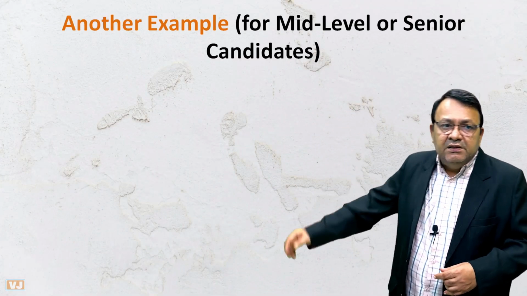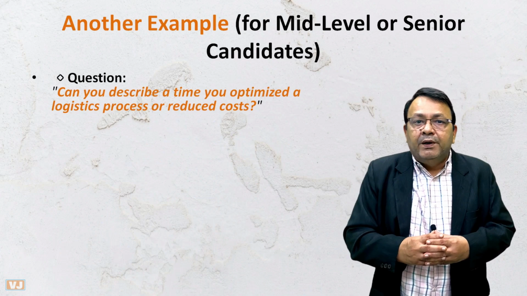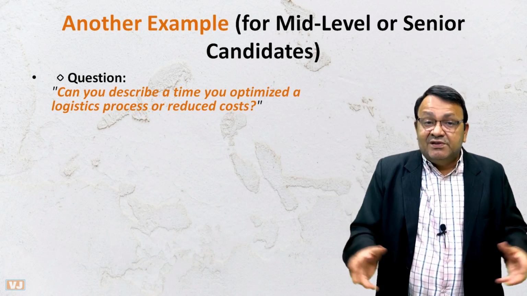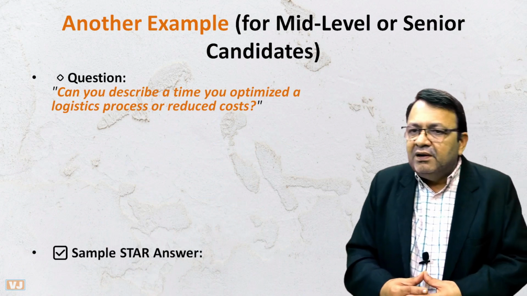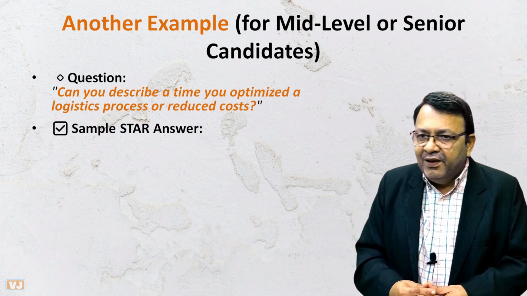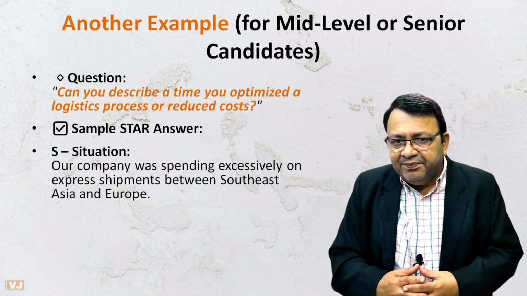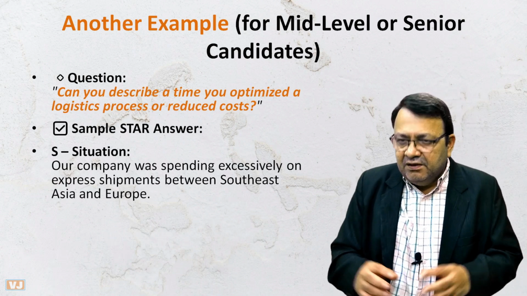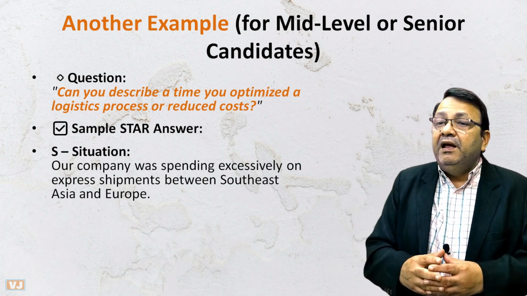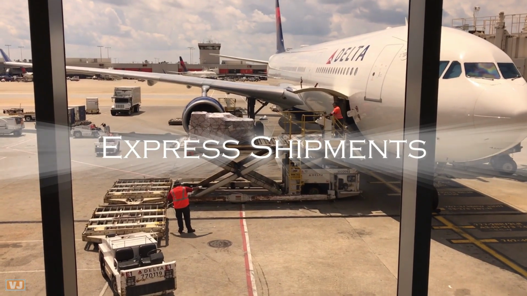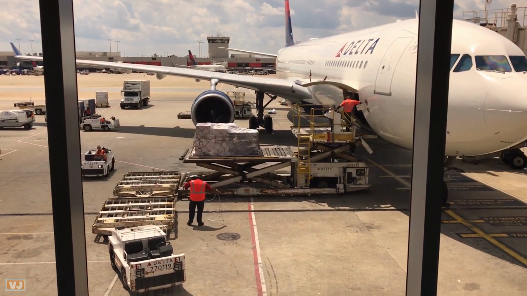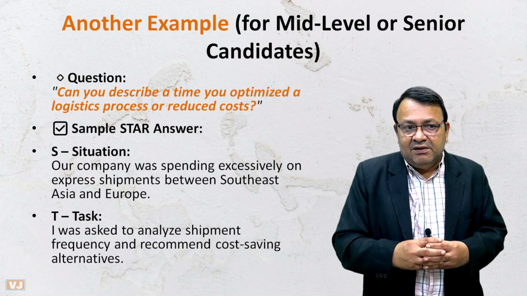Now, let us take one more example of a question that is likely to be asked for mid-level to senior-level candidates in such interviews. The question is: Can you describe a time you optimized the logistics process or reduced costs? Let us look at the sample STAR answer. You first focus on the situation, that is the S. You can say, for example: our company was spending excessively on express shipments between Southeast Asia and Europe.